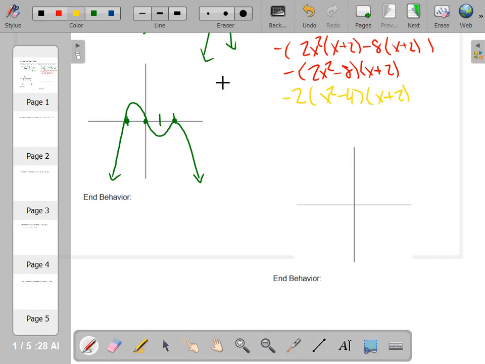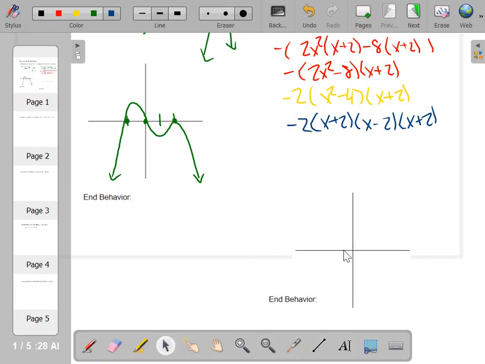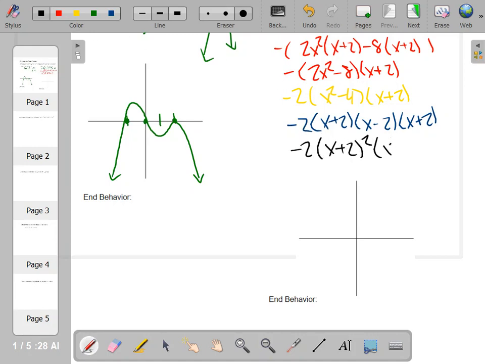Wait a minute, that's still factorable. So this is x plus 2, x minus 2, and then I have another x plus 2 with the negative 2 out front. Now what you have to realize is you have 2 of those x plus 2's, so that's negative 2, x plus 2 squared, which is now going to make this a multiplicity. That's going to definitely affect what happens on the x-axis.